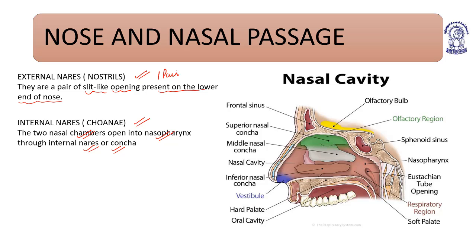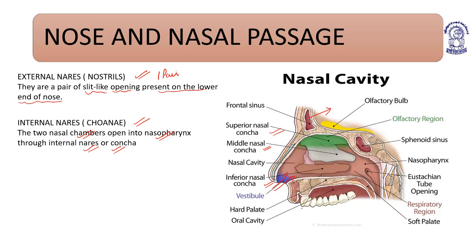The nasal cavity, what does it basically include? It is lined by the inferior nasal concha, middle nasal concha, and superior nasal concha. These are part of the internal nares. It is guarded at the superior-most portion by the frontal sinus. At the inferior region, it is guarded by the palate. This is the vestibular region, which helps in the flow of air.